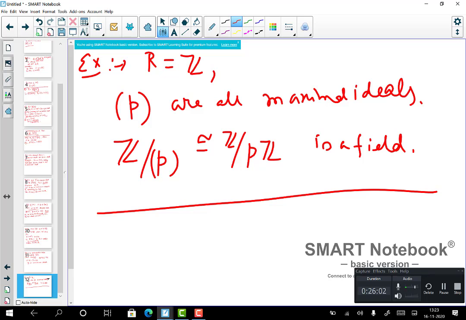So this is an important theorem, and this theorem also tells you some more important things. You can also say that I just proved that prime ideals are maximal ideals, right? But it is also true that prime elements are irreducible elements. So let me give the proof of that.